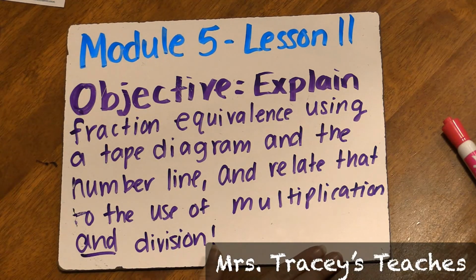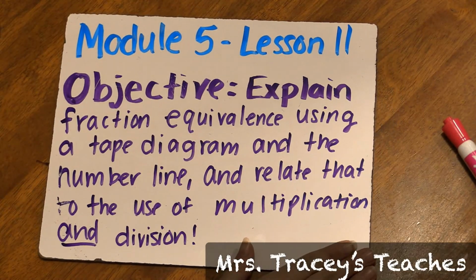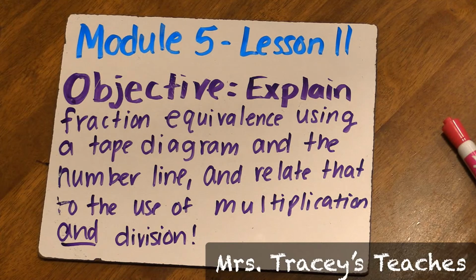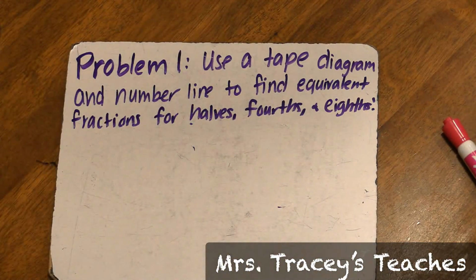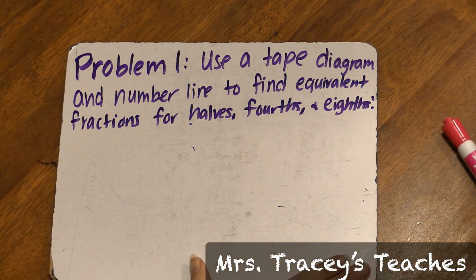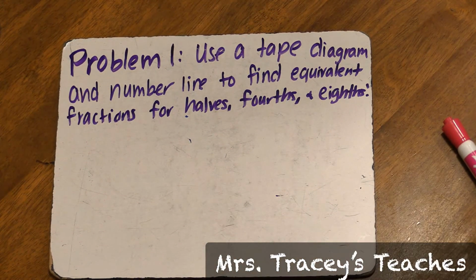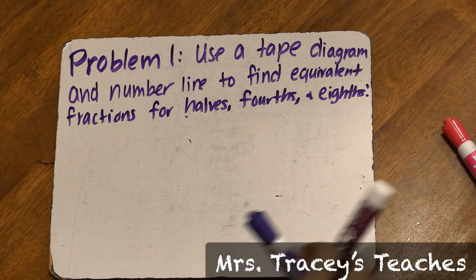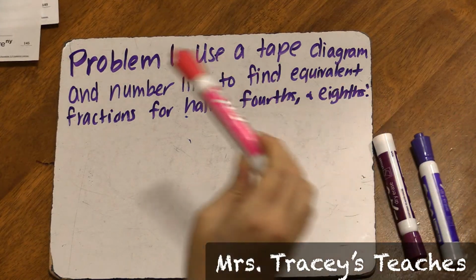Our Module 5, Lesson 11 objective is to explain fraction equivalence using a tape diagram and the number line and relate that to the use of multiplication and division. For our first problem, make sure you have a paper and a pencil or a whiteboard. If you don't have that, go ahead and press pause and get that so you can do this problem with me. We are going to use the tape diagram and number line to find equivalent fractions for halves, fourths, and eighths.